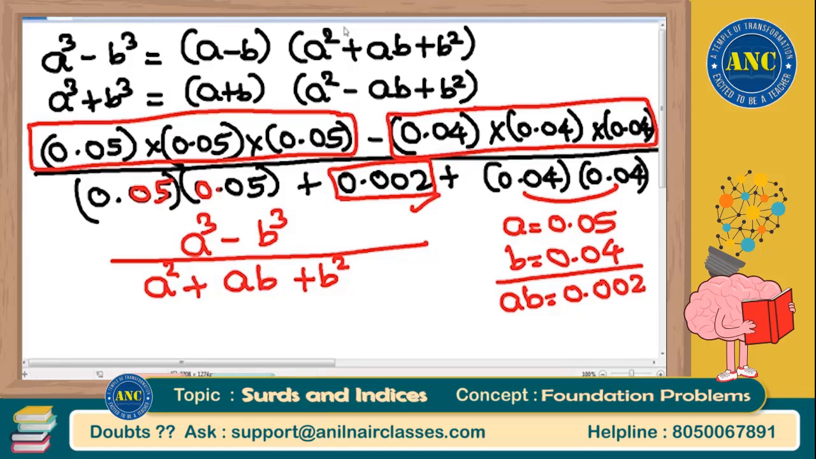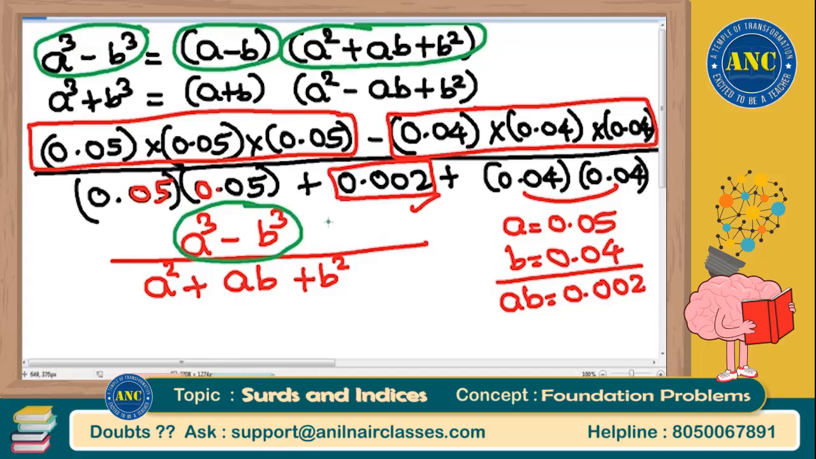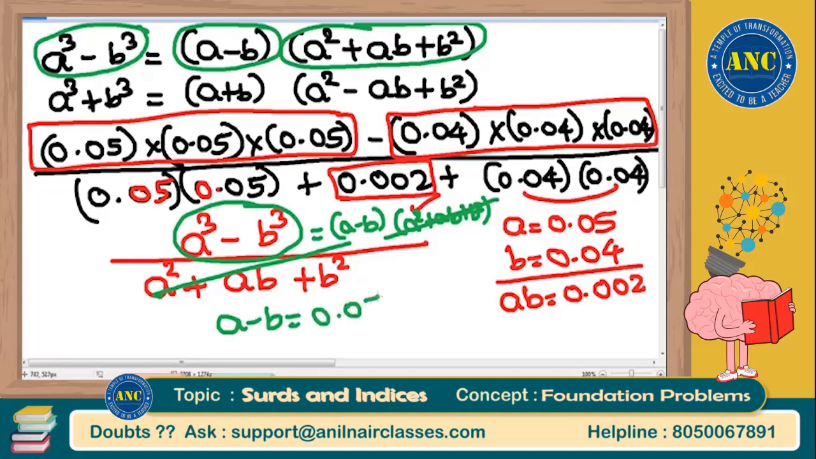If I simplify further, can I say that a cube minus b cube is nothing but a minus b into a square plus ab plus b square. That means I will get here a minus b into a square plus ab plus b square. That term will cancel with the denominator term. You are left only with a minus b. A is 0.05 minus b is 0.04. Answer is 0.01.